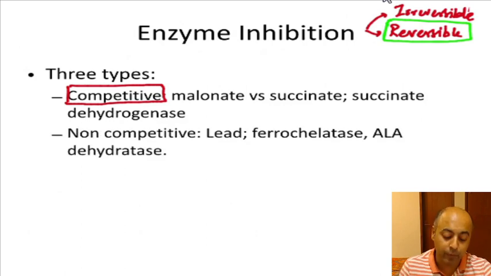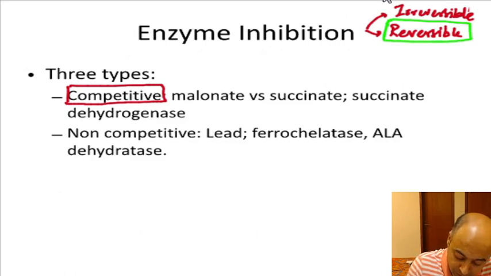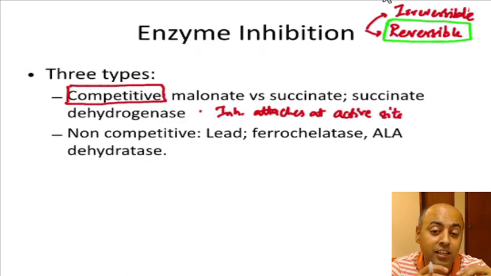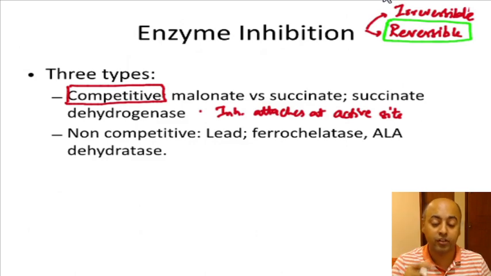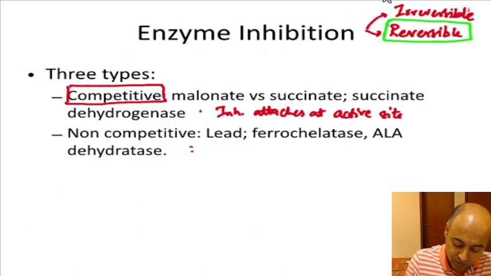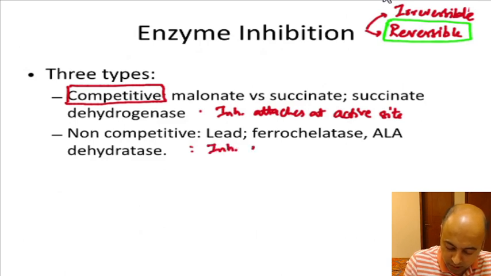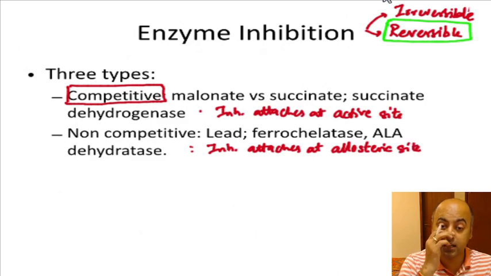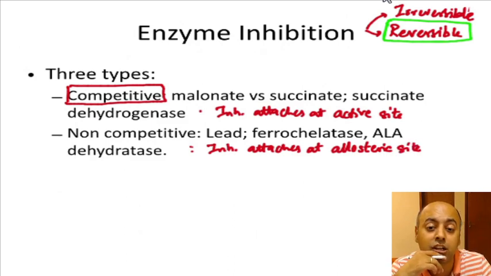Second is non-competitive. I'll write the point here. In competitive, inhibitor attaches at active site. As a result, there is competition. The substrate also wants to attach at the active site, so there will be competition. We call it the competitive inhibition. In case of non-competitive inhibition, the inhibitor attaches at a different location. What is the different location? The answer is the allosteric site. It attaches at the allosteric site. Okay, inhibitor attaches to the allosteric site.